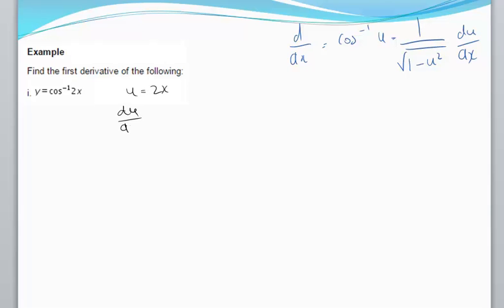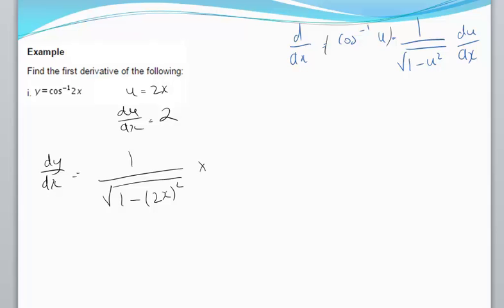du/dx is therefore equal to 2. So dy/dx here is equal to 1 over the square root of 1 minus u squared, 2x squared, multiplied by du/dx, which is 2. This becomes 2 over the square root of 1 minus 4x squared.